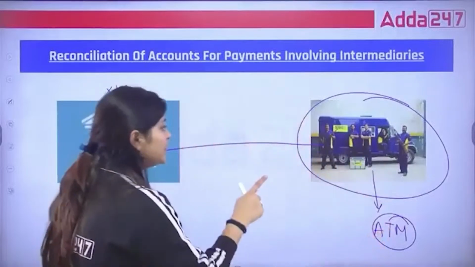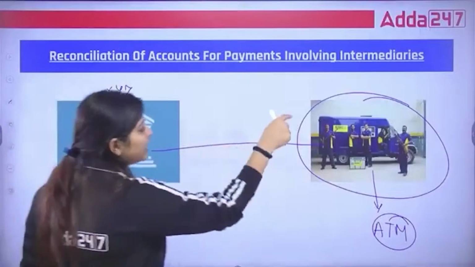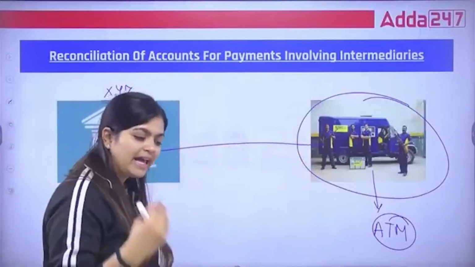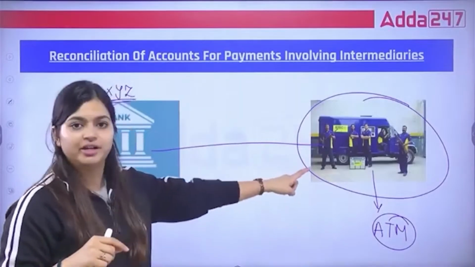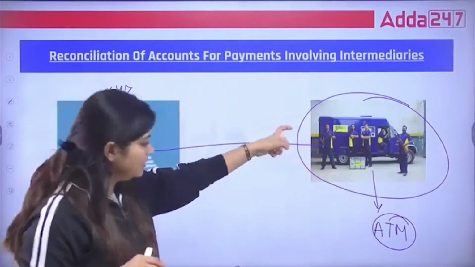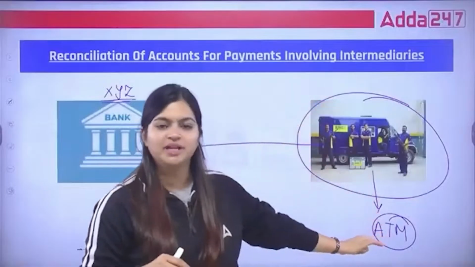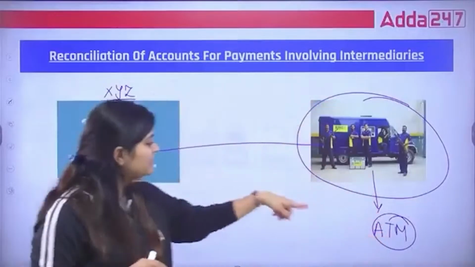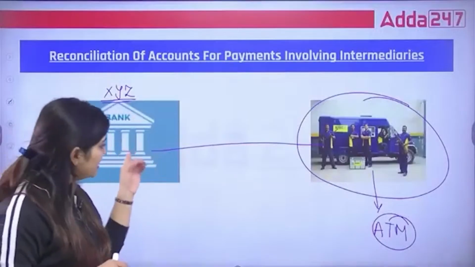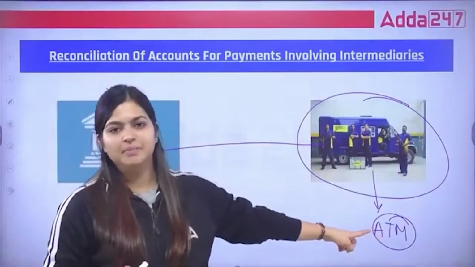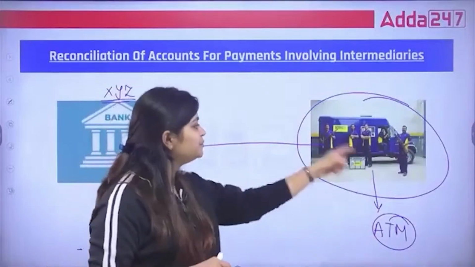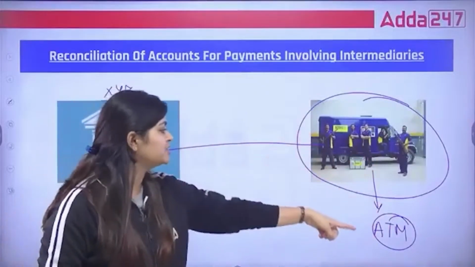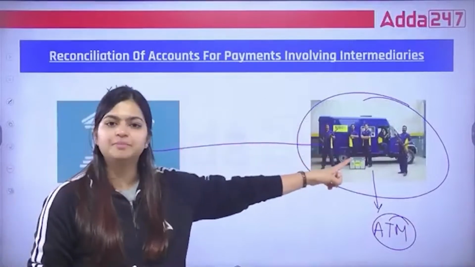So here you can see you are involving intermediaries in the case of your bank and ATM. You have an intermediary. They are the ones who are going to collect the cash from this ATM and give it to the bank, and they are going to refill cash in the ATM. Now during this procedure, the bank is giving cash to the third party.